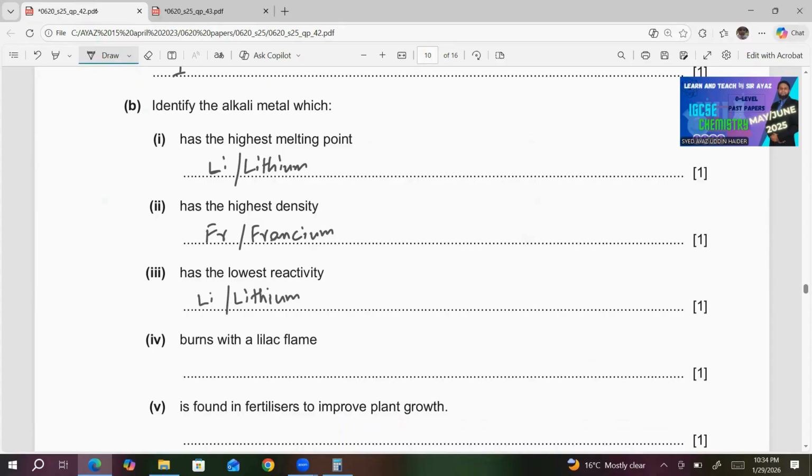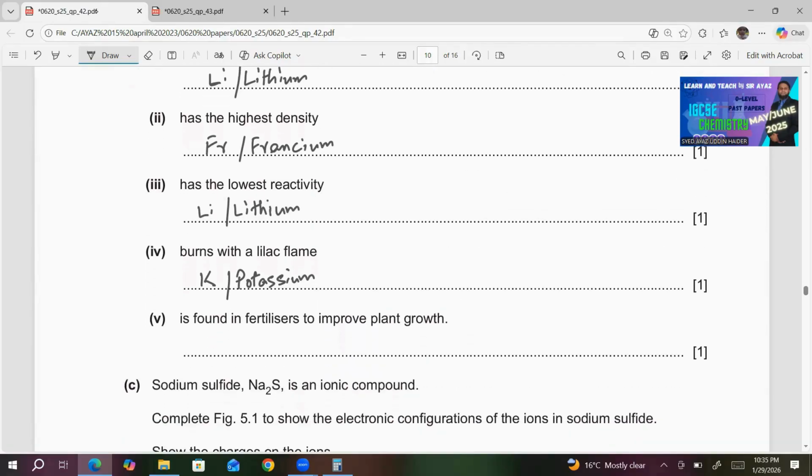Number 4, burns with a lilac flame. This is something which you have to learn. You write K or potassium. It burns with lilac flame. Number 5, is found in fertilizers to improve plant growth. Again potassium. Potassium is used in fertilizer to improve plant growth. So you write K or potassium.